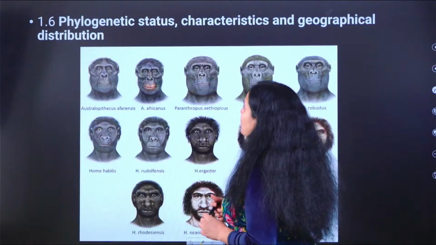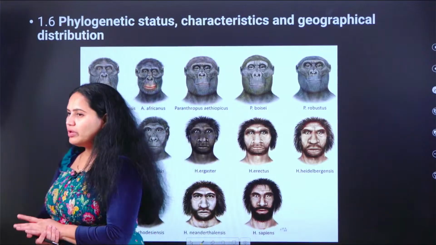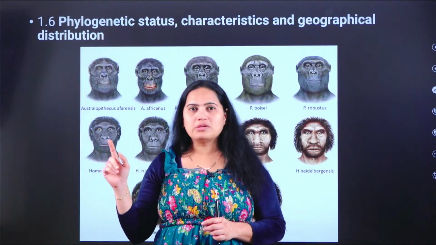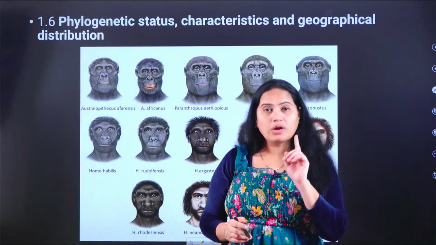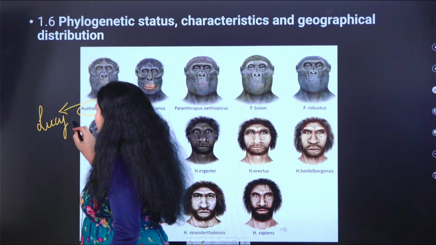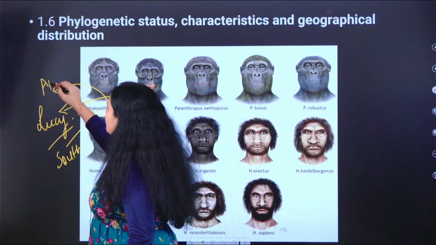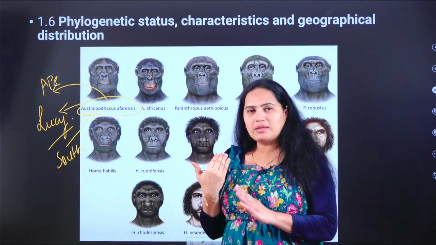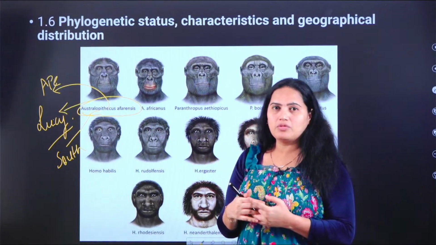And then let us understand 1.6, the phylogenetic status, characteristics and geographical distribution. Did you see that movie called Lucy, starring Scarlett Johansson? In the climax of that movie, Scarlett Johansson meets one primate, and she touches her index finger to the finger of that primate. That is Australopithecus afarensis, fondly called Lucy. Austro means south and pithecus means ape, so they mostly look like apes. Even though they acquired bipedalism, it is not a completely erect posture. They are bipedal in nature, but they look more like an ape than a human being.